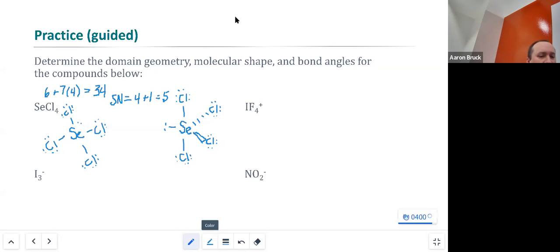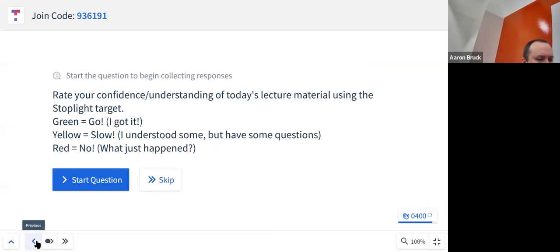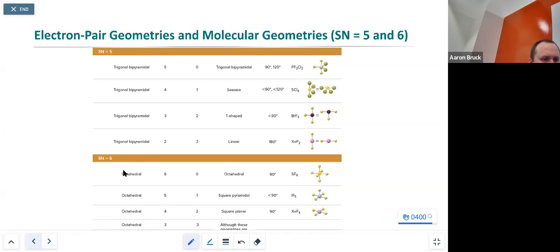Well, we can go to our chart. Our chart tells us that if I have trigonal bipyramidal shape with one lone pair of electrons, then we are talking about the seesaw molecular shape. Now, where does that seesaw come from? Well, now I can see it. Take this, turn it on its side, and you've got a seesaw.